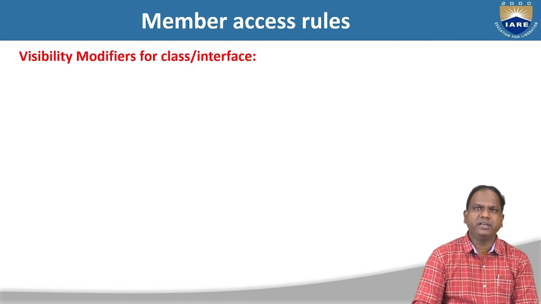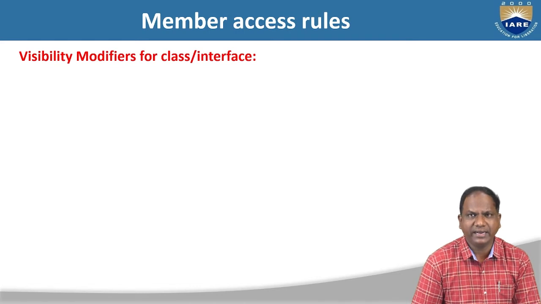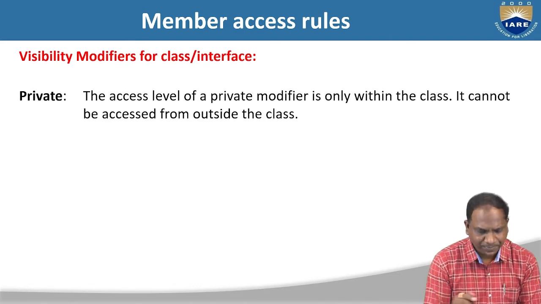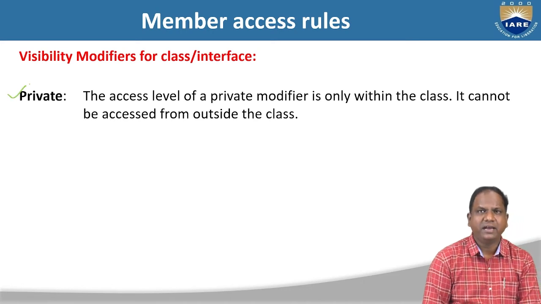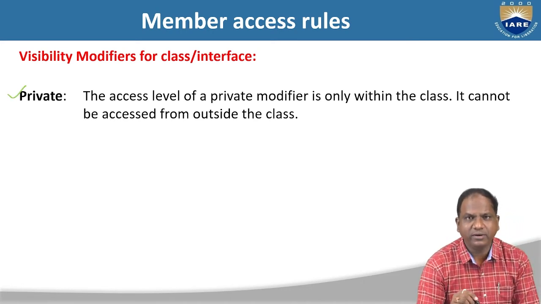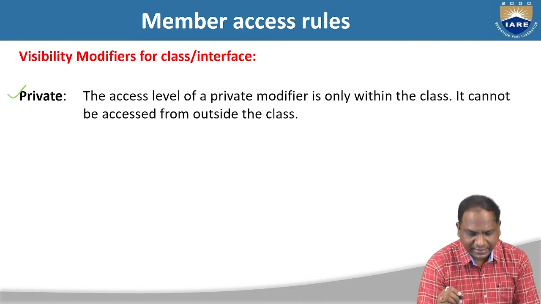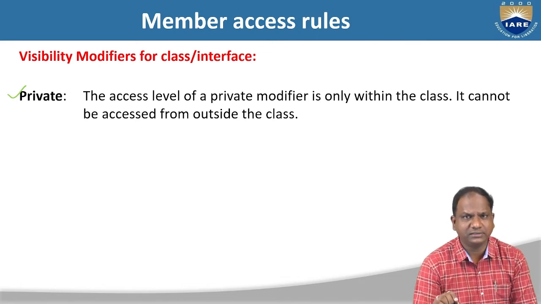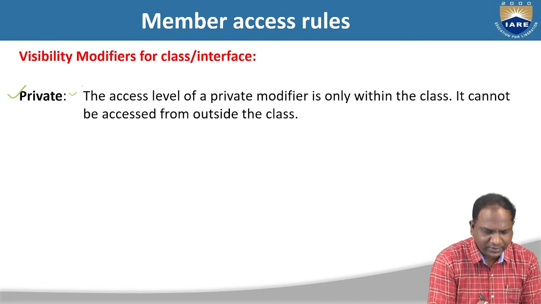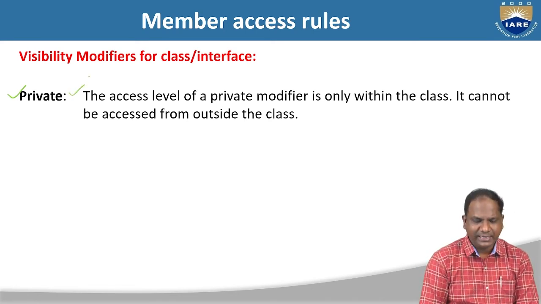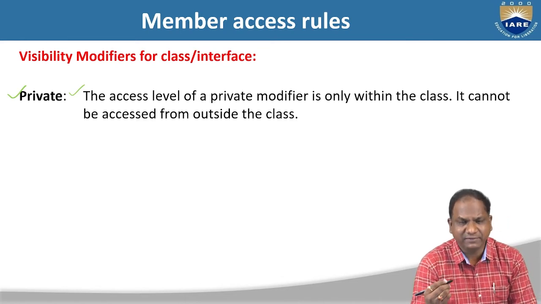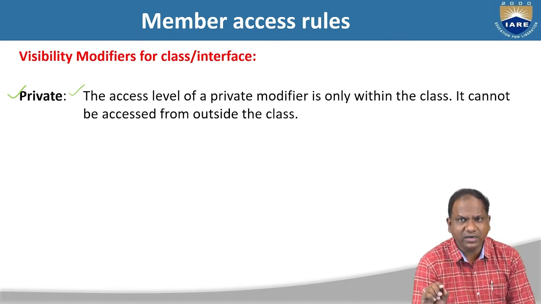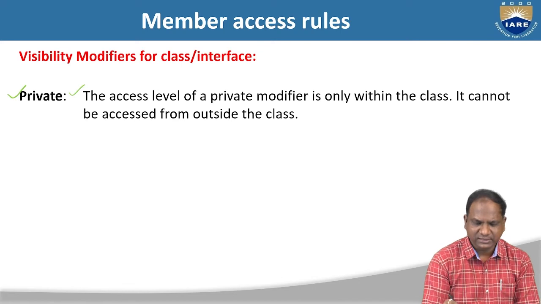So there are some visibility modifiers for a class or an interface. What are they? We will see private. It is the first visibility access specifier, or we can say access modifier. When you declare your members as private, the access level of the private modifier is only within that particular class. It cannot be accessed outside of the class. So be a little bit careful when you are declaring your members as private. The accessibility level of that private modifier is only within that class. It cannot be accessed from outside of the class. That is private.